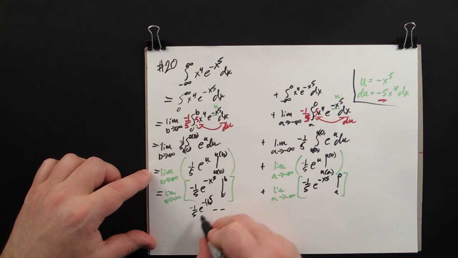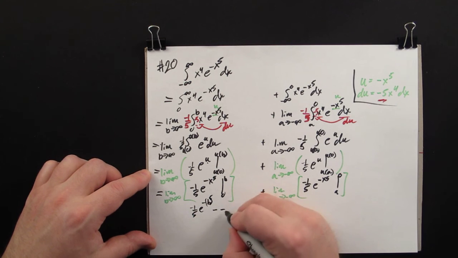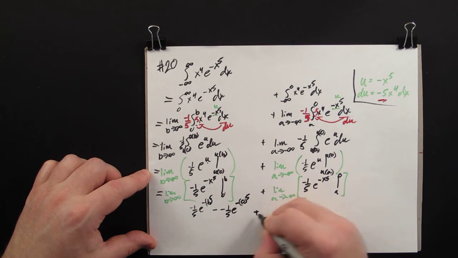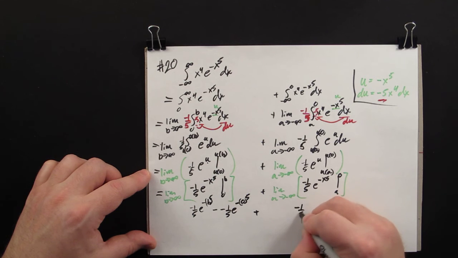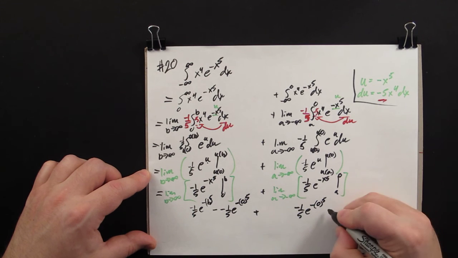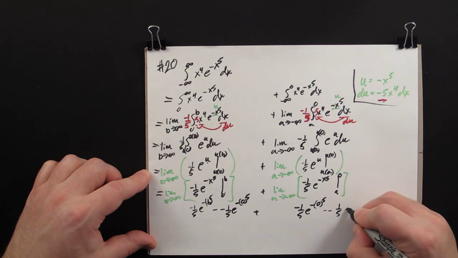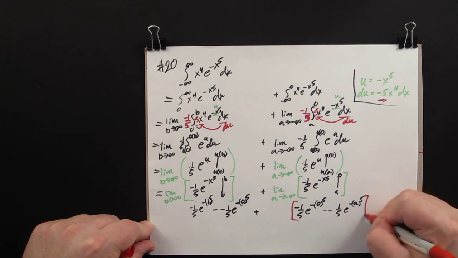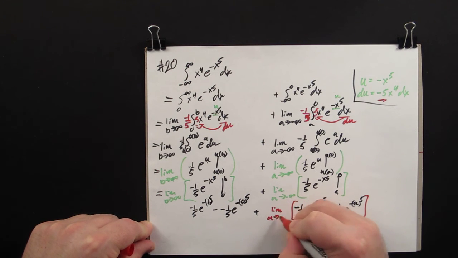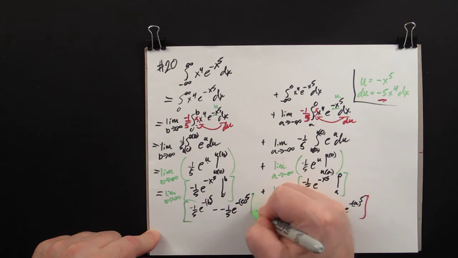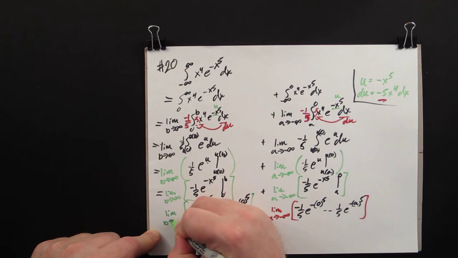So that's negative 1/5 e to the minus b to the fifth, and then negative 1/5 minus negative 1/5 e to the minus 0 to the fifth, and this is minus e to the minus a to the fifth. I'm going to put the limits in a second. Then we have the limit as a goes to minus infinity, and the limit as b goes to positive infinity.